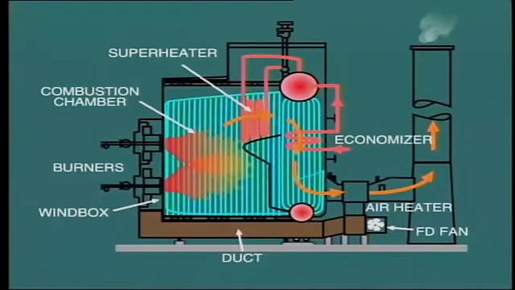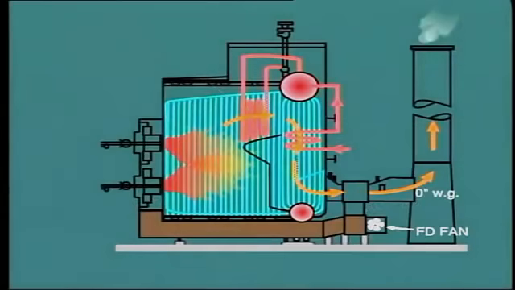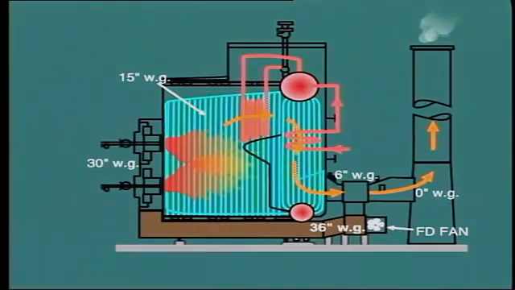All of these components offer resistance to flow and so create a pressure drop at each point. If we assume that the pressure at the bottom of the chimney is 0 gauge pressure, we will find that as we move back through the system, the pressure has to increase to be the highest at the FD fan discharge.